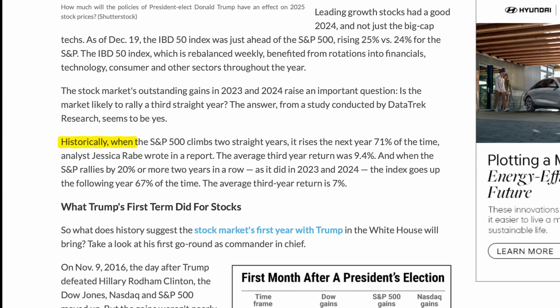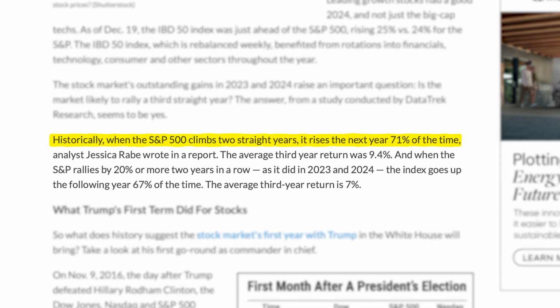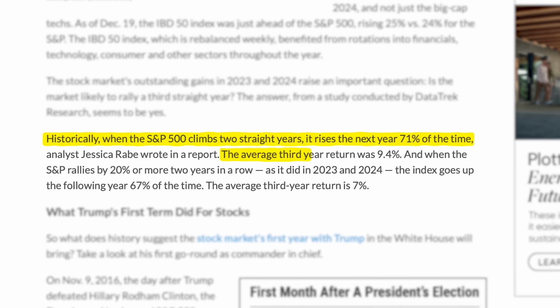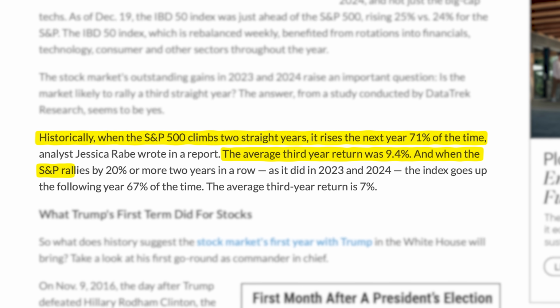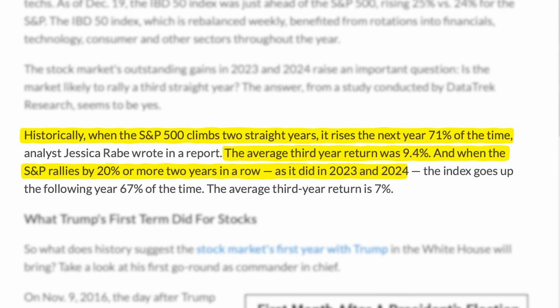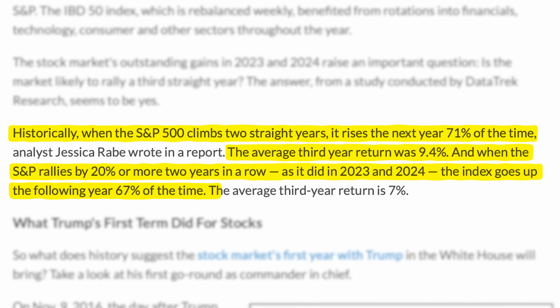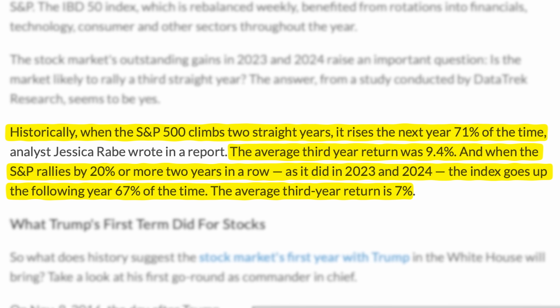Thankfully though, despite the experts having absolutely no idea what's going to happen, historically, when the S&P 500 climbs 2 years straight, it rises the next year 71% of the time. The average third-year return is 9.4%, and when the S&P 500 rallies 20% or more 2 years in a row, as it did in 2023 and 24, the index goes up the following year 67% of the time, and the average third-year return is 7%.